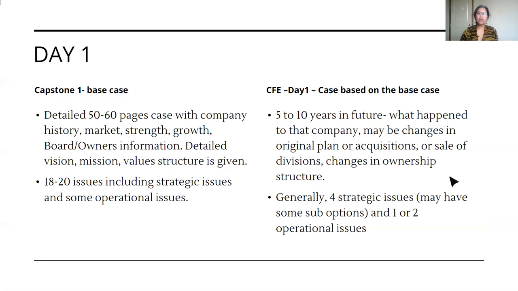Now, there would be the vision, mission, and values of the company, how they have grown, how long they have been in business, and what their future plans are. Everything will be discussed in that base case, and there would be around 15 to 20 issues, including some strategic issues, some operational issues, and so on. What you have to do in Capstone 1 is make a presentation in your group to address each issue and give a proposal of what you're suggesting.